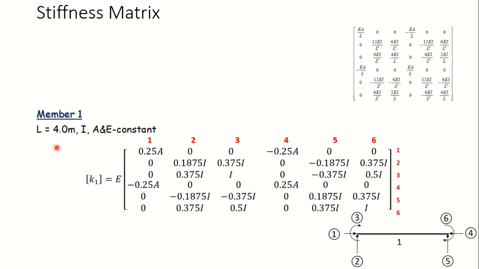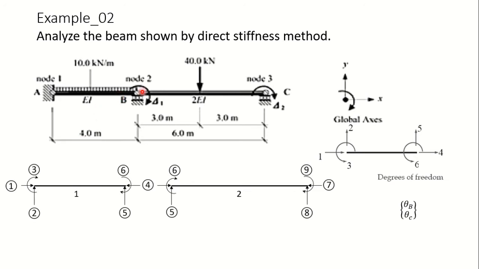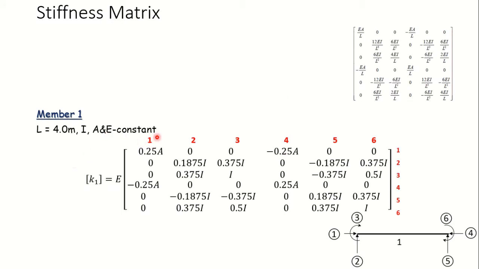So if I take the first member, that is AB, the length is 4 meter, the moment of inertia is I, and A and E will be constant for the entire beam. So the material Young's modulus is constant, and the cross-sectional area is taken to be constant here, since nothing has been told about cross-sectional area. So A will not come in the picture, and we are not interested in axial deformations in this case. If I is varying, it indicates area is also changing, but we'll be considering the area to be constant in this case.